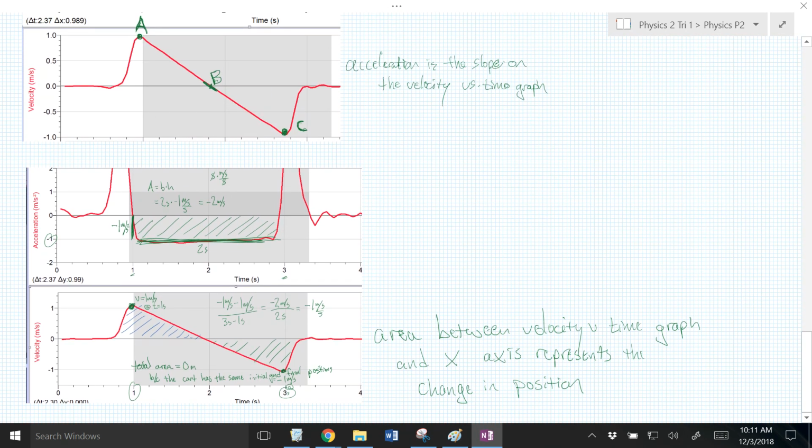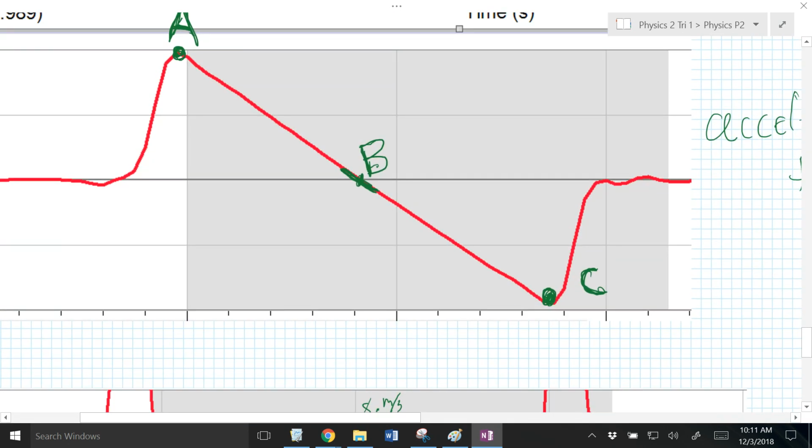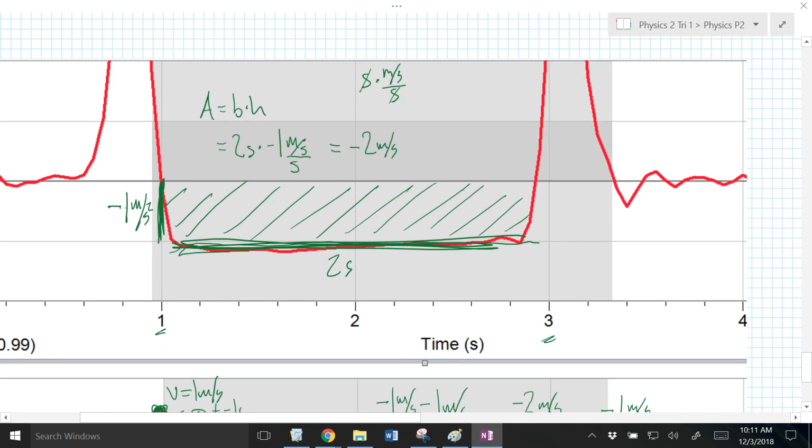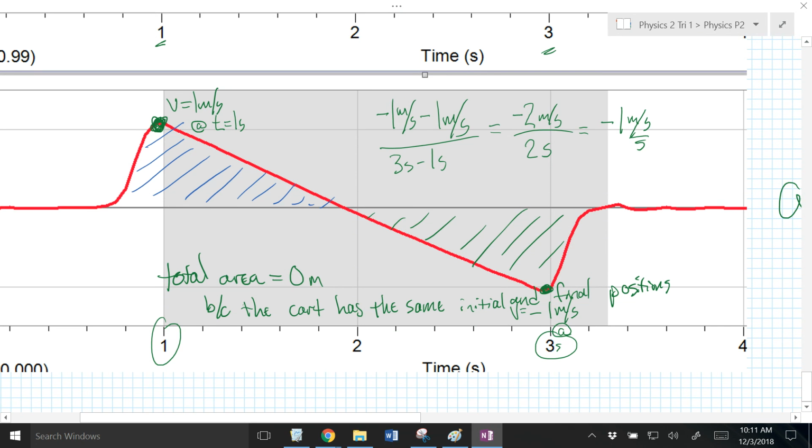So what I'm asking you to think about here is the significance of the area of this acceleration versus time graph. Whoa, buddy. The area of this acceleration versus time graph being negative 2 meters per second. What is negative 2 meters per second to this graph? And that's what I'd like you to type into the Pear Deck, okay?